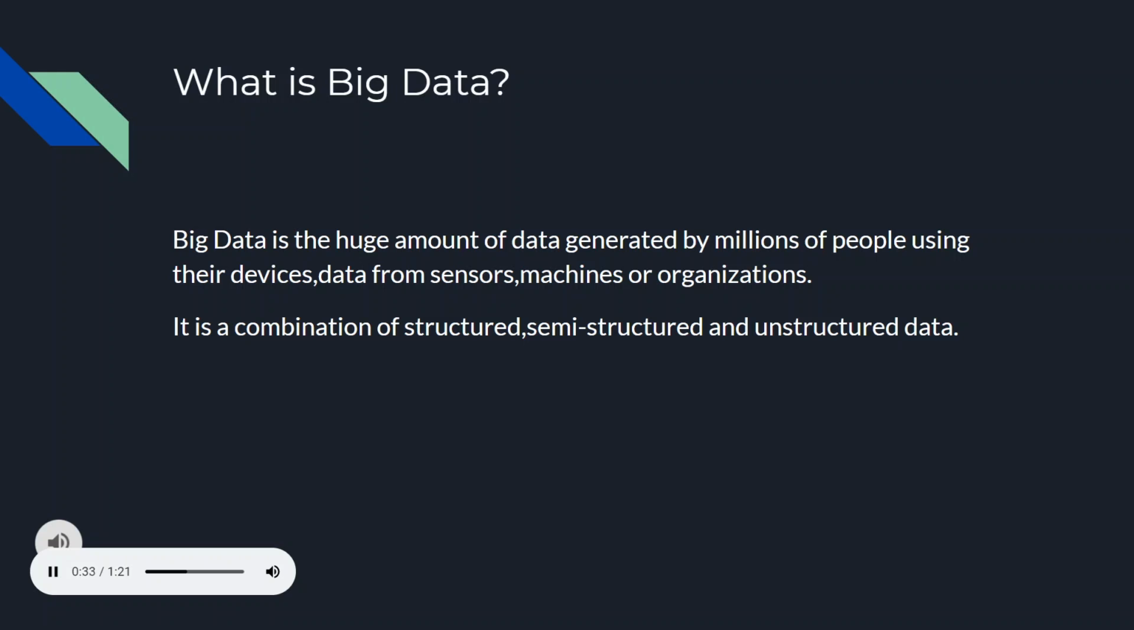The first one is structured data, the second one is semi-structured data, while the third one is unstructured data. Structured data is data in the form of tables and columns of specific data types. When you consider databases like Oracle or SQL, that is structured data that is available in the form of tables.